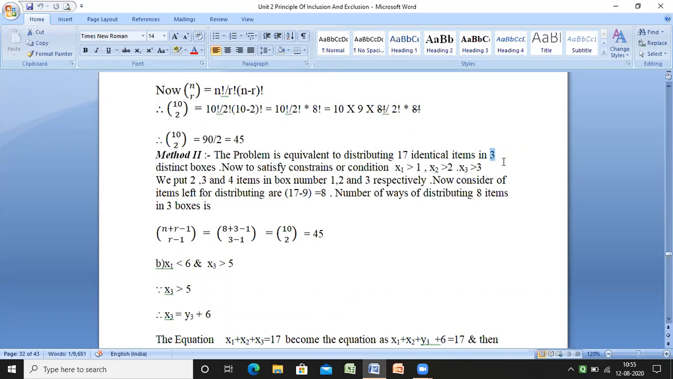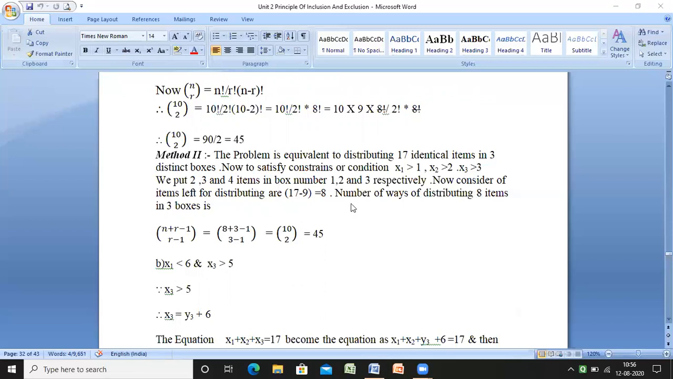So we have 3 boxes and 17 atoms. We have to distribute them in a proper manner to satisfy the condition. The condition is x1 should be greater than 1, x2 should be greater than 2, and x3 should be greater than 3. So simply the x1 value will be 2, x2 is 3, and x3 is 4. In the 3 distinct boxes, we put 2 in the first box, 3 in the second box, and 4 in the third box. The total is 2 plus 3, 5 plus 4 equal to 9.